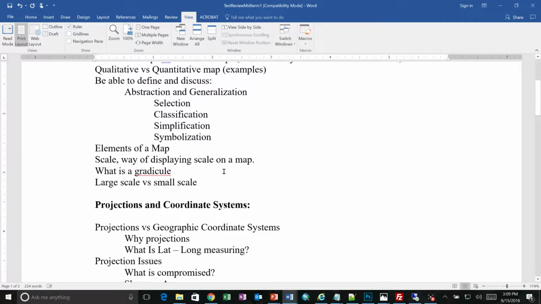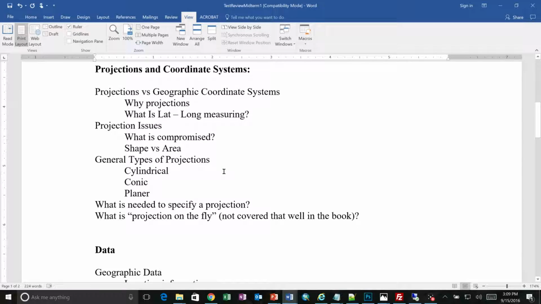Okay, so projections and coordinate systems. One of the things that you need to know is, yes, I did put it on there, why projections. What I mean there is, why are map projections necessary? If we go back to that lecture, the reason that map projections are necessary is that we want to be able to measure areas and distances on our map. And we can't do that without map projections.